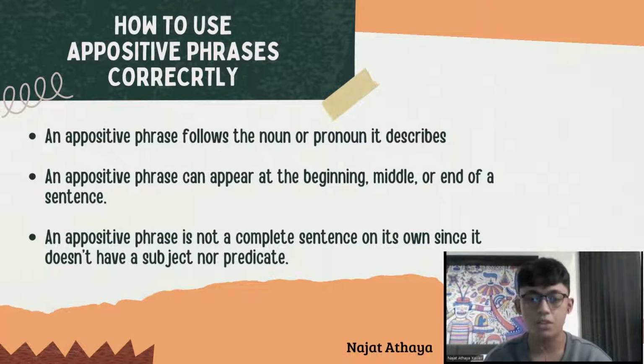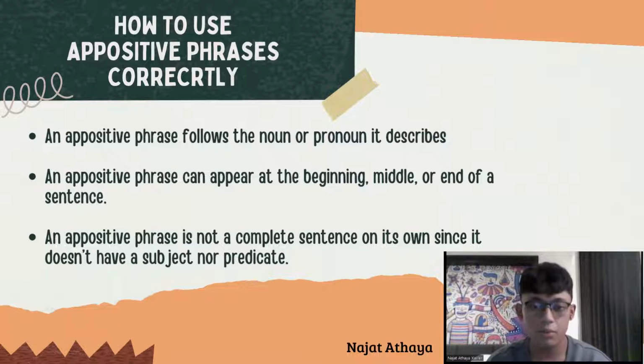So how do we use appositive phrases correctly in a sentence? They are easy to identify and simple to use in sentences. Writers keep on making mistakes when using appositive phrases in their writing. To use this phrase correctly, keep in mind these three following things. An appositive phrase follows the noun or pronoun it describes. An appositive phrase can appear at the beginning, middle, or end of a sentence. An appositive phrase is not a complete sentence on its own since it doesn't have a subject nor predicate.